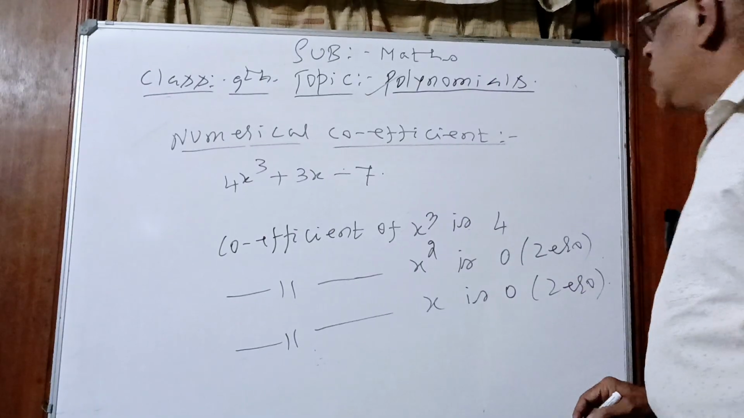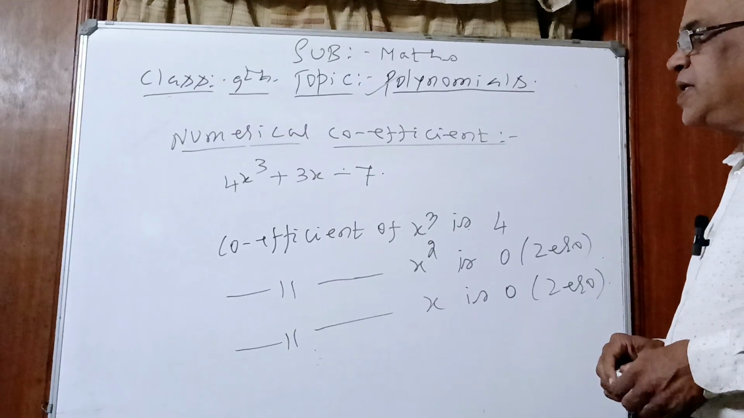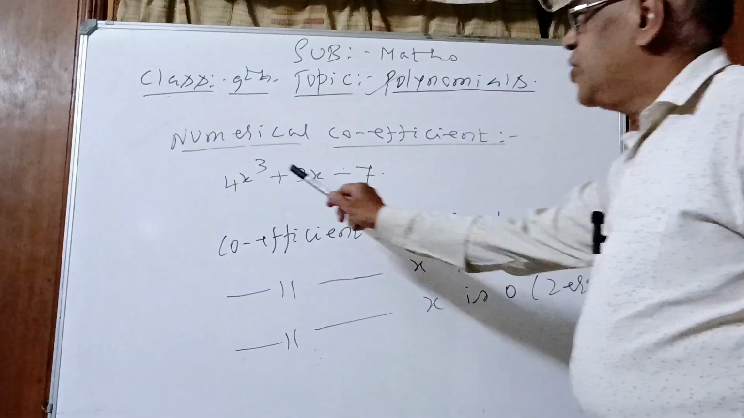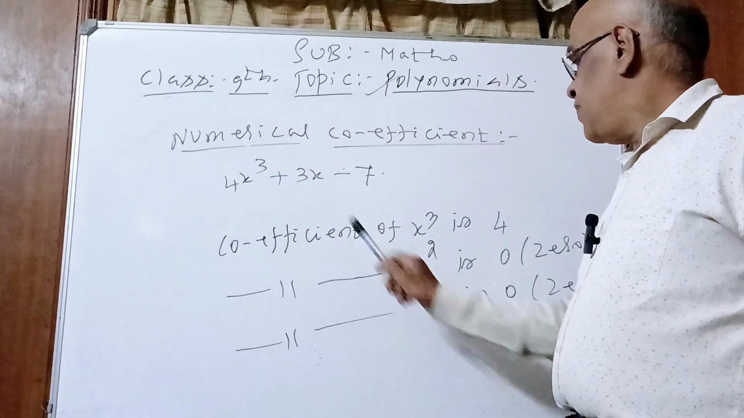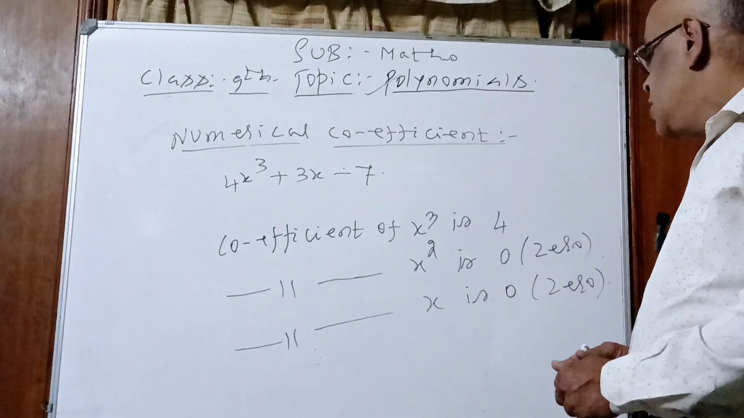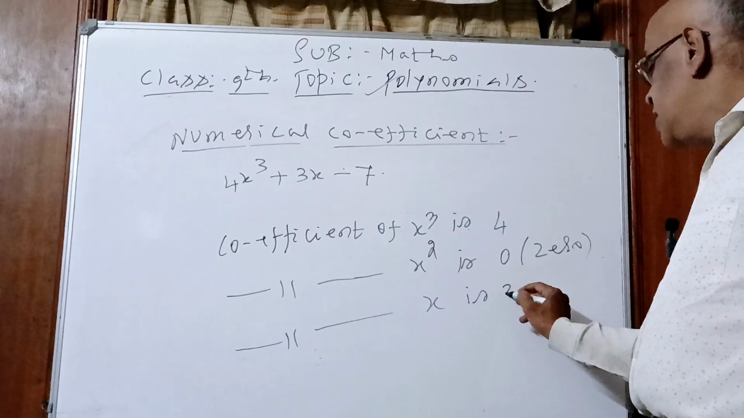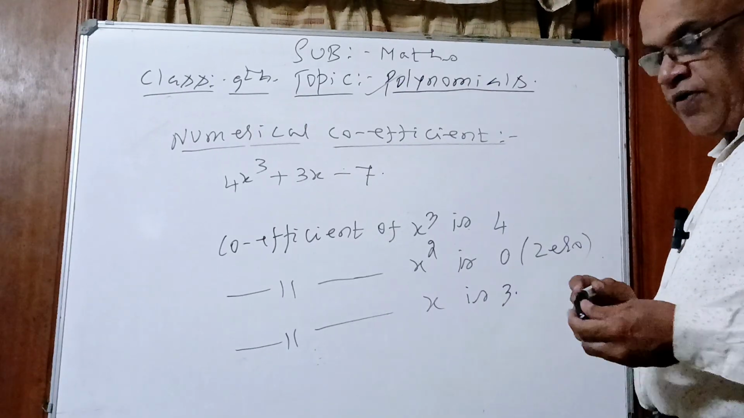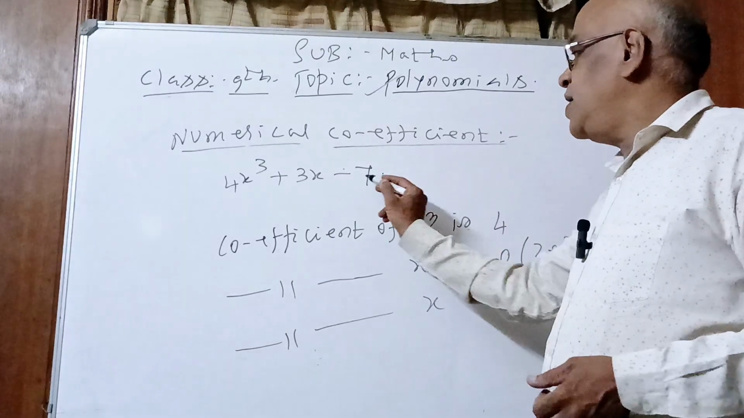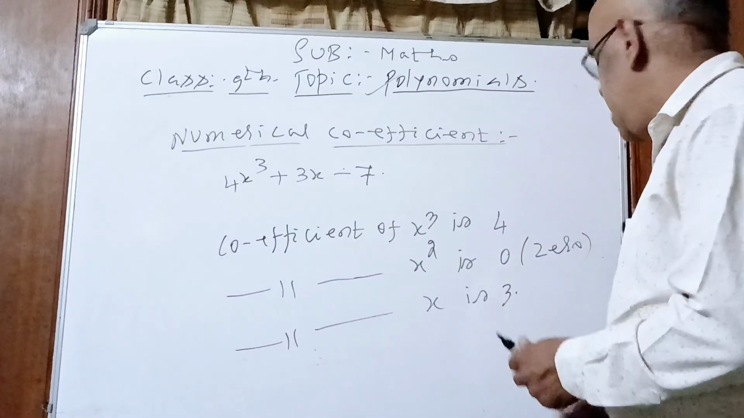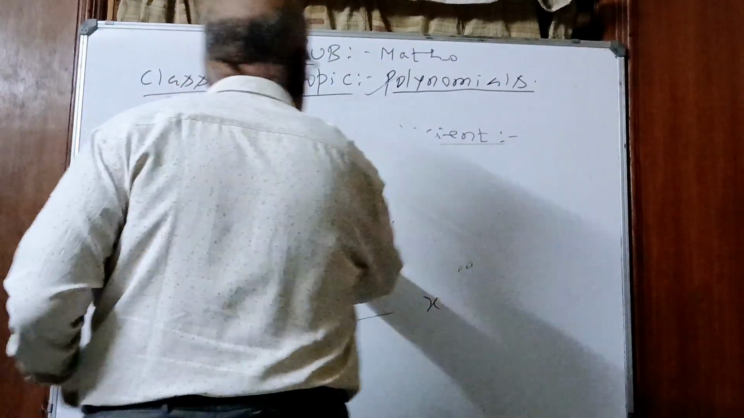Understood, children? This is a tricky question they will ask. Please be careful. Coefficient of x cube is 4. Coefficient of x square is 0. Coefficient of x is 3. And 7 is what? Constant term. Yes or no, children? Yes. Then, our next topic.